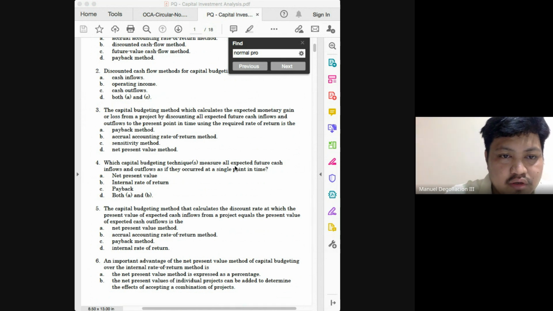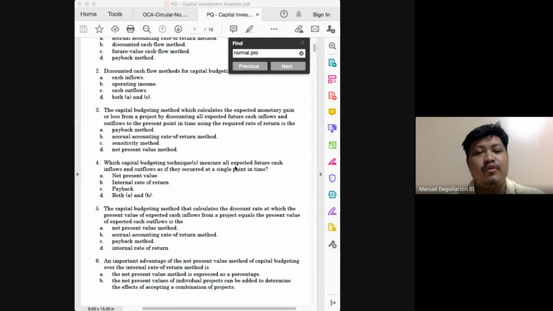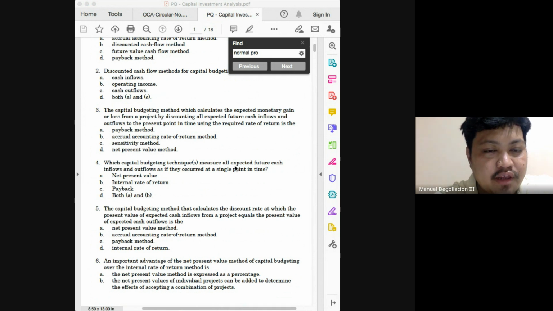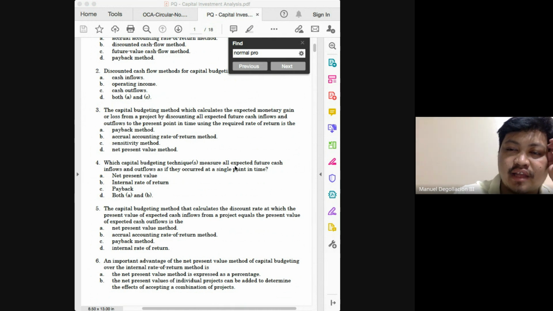you would also assume that, in the internal rate of return, you're looking for the rate of return that would make the present value of the inflows equal to the present value of the outflows. So both the net present value and the internal rate of return make an assumption that the cash inflows and outflows occur at a single point in time, which is time zero, at the start of the investment project.